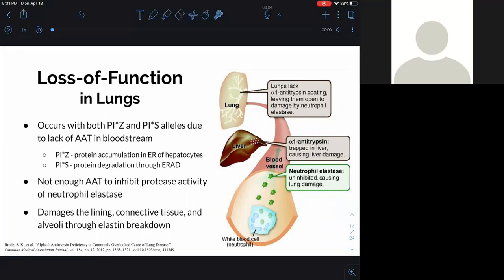And because of this lack of AAT in the blood, AAT, the protease inhibitor, is unable to inhibit neutrophil elastase seen in the graphic. So the unregulated protease activity of this enzyme can actually damage the lining, connective tissue, and alveoli of the lung through the uninhibited elastin breakdown.